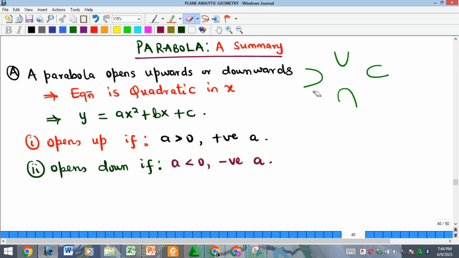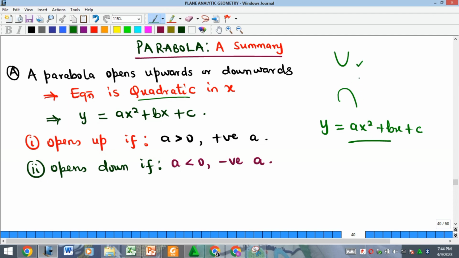So the first is to see that for the graph of a parabola to open upwards or downwards, the equation must be a quadratic in x. You recall that the general form of a parabolic equation is y equal to ax squared plus bx plus c. This happens when it opens up and down, and that's what we mean by saying that the equation has to be quadratic in x. That means the square has to be on x. So immediately that happens, you are sure that the parabola has to open either upwards or downwards.